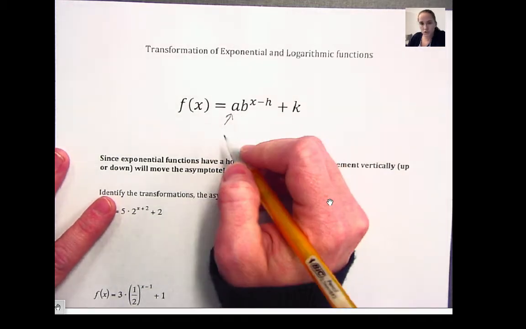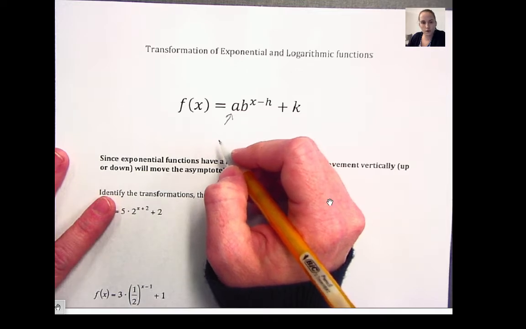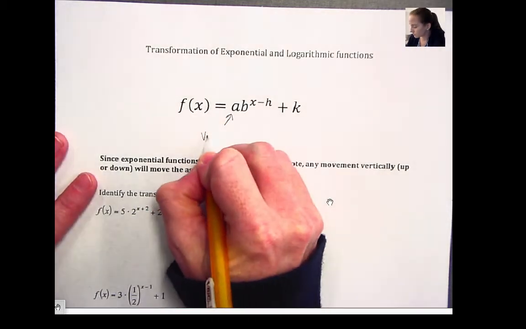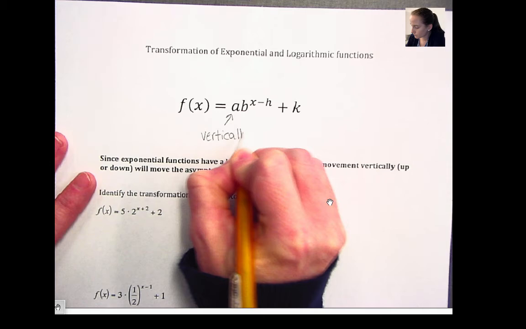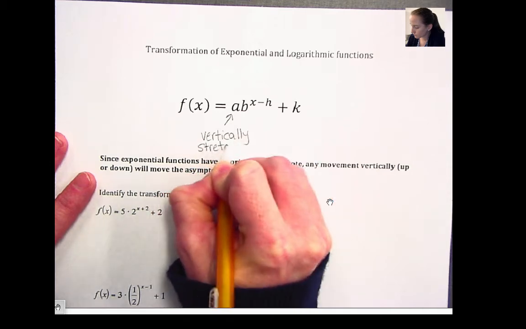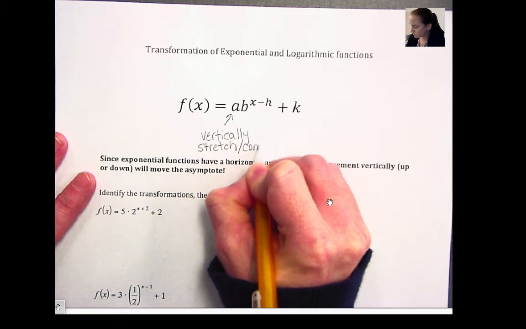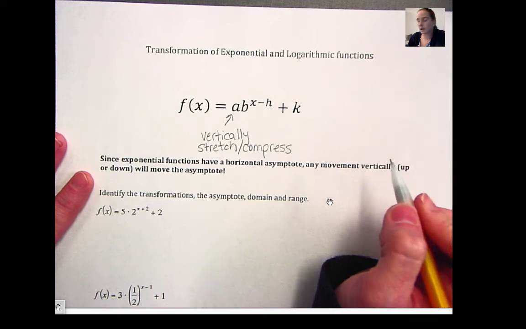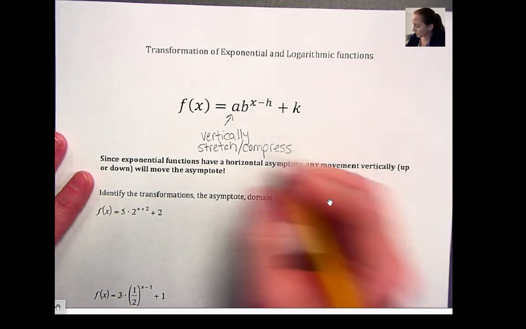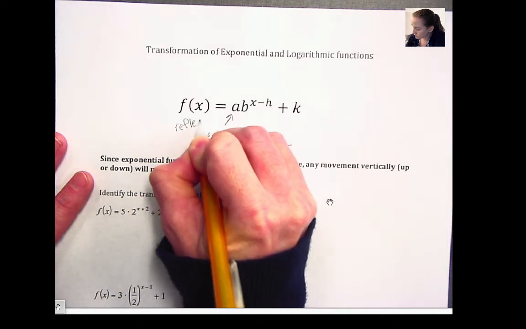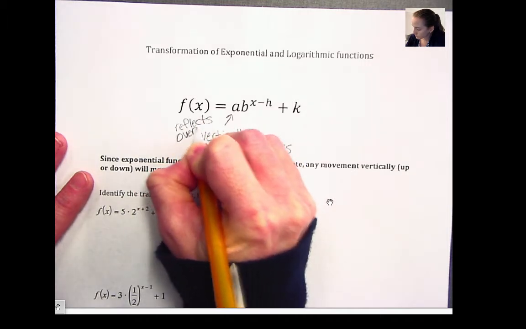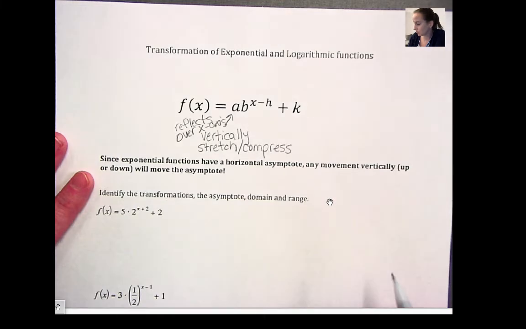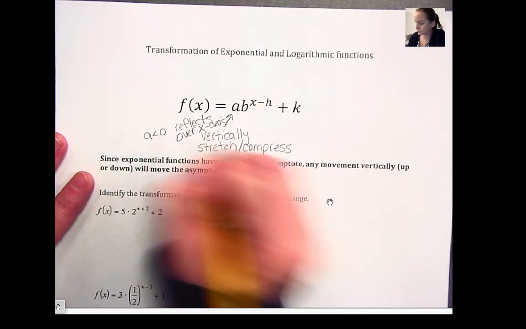So the a here, just like a in the other things that we've ever talked about with transformations, causes it to vertically stretch or compress. Okay, it could also cause it to reflect. Okay, if it reflects, it would be reflecting over the x-axis. And that's, of course, if the a value is negative, less than 0.